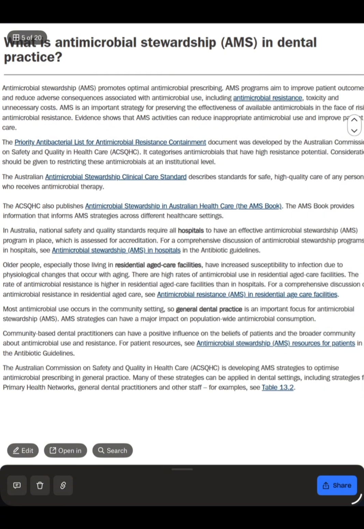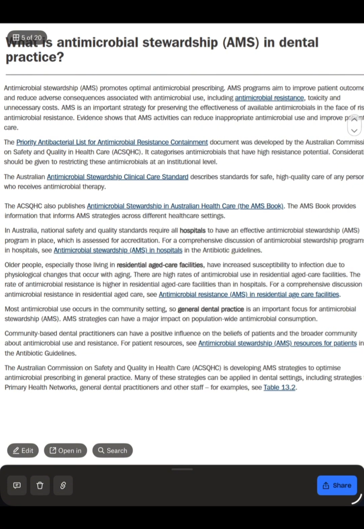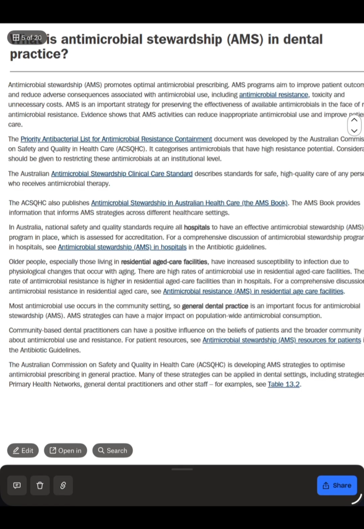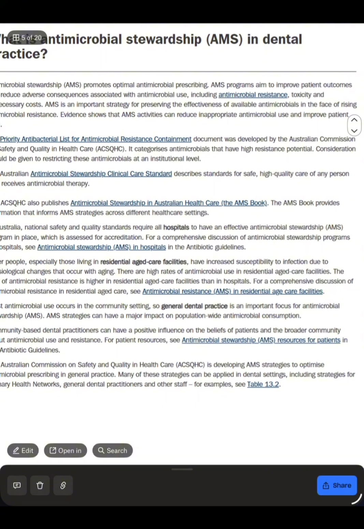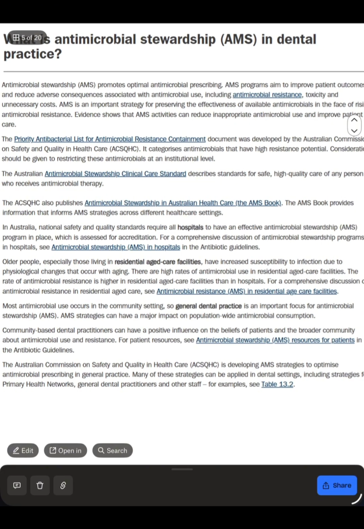There are high rates of antimicrobial use in residential aged care facilities. The rate of antimicrobial resistance is higher in residential aged care facilities than in hospitals. For a comprehensive discussion of antimicrobial resistance in residential aged care, see AMS in residential aged care facilities.